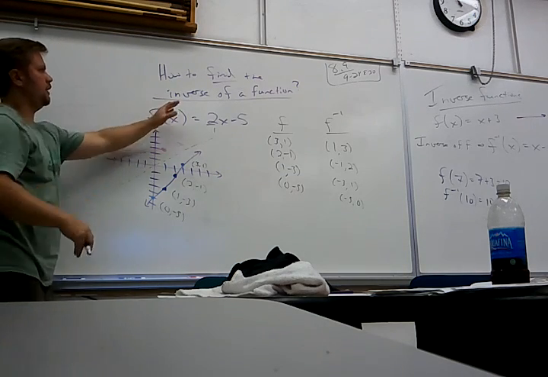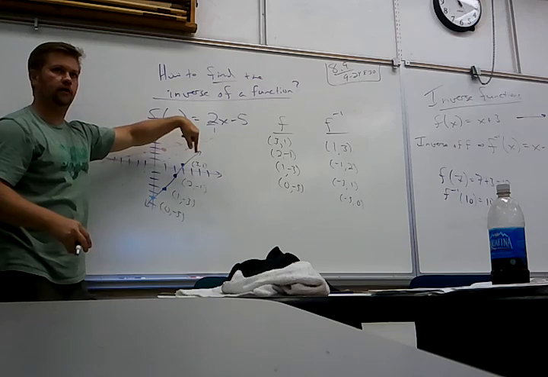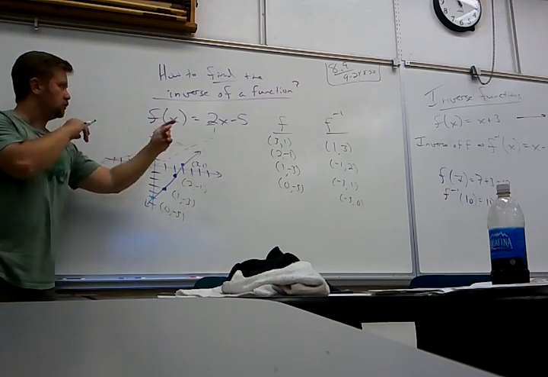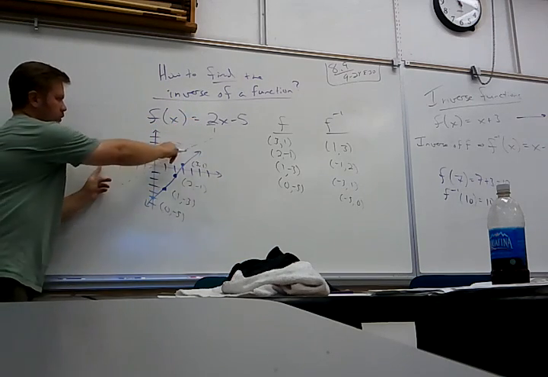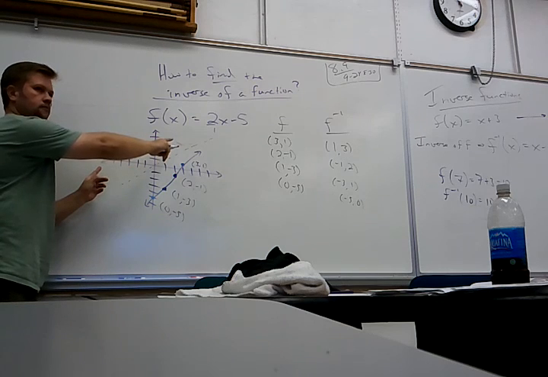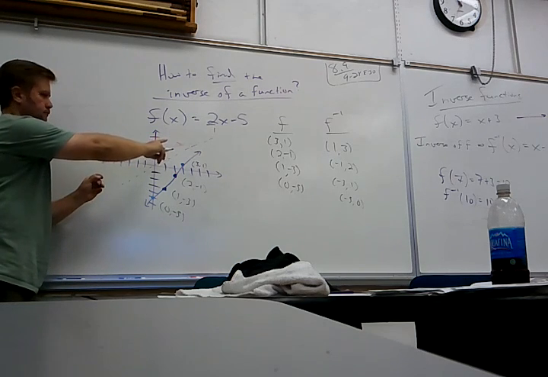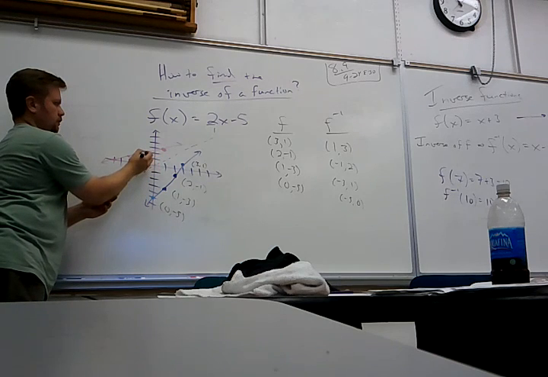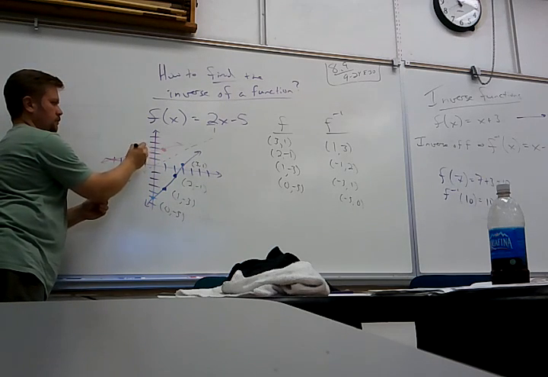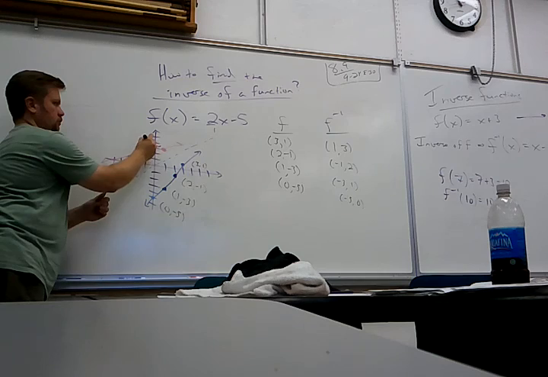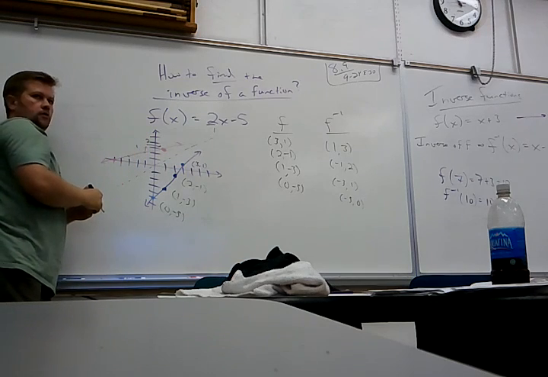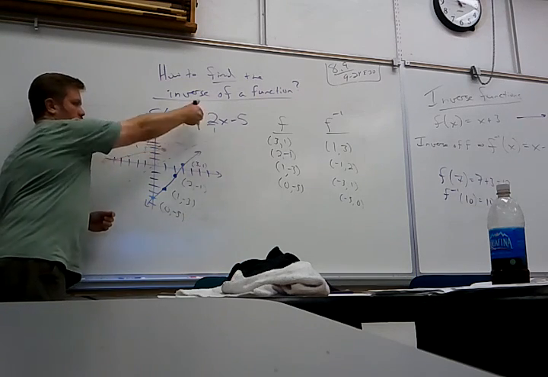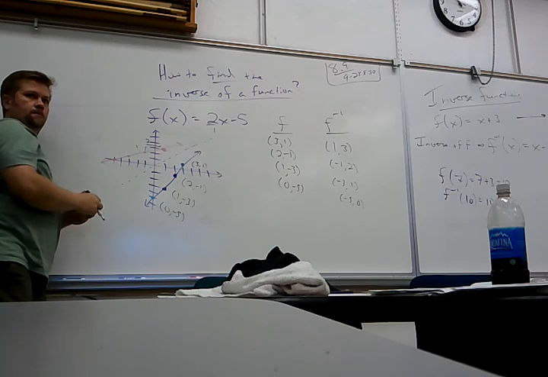Okay, so that's how to find the inverse of a function graphically. Here's the cool thing. We're going to do it algebraically, and I'm going to show you it is this line. What's the slope of this line? It goes up 1 over 2. Which makes sense. It's 1/2 instead of 2, right?